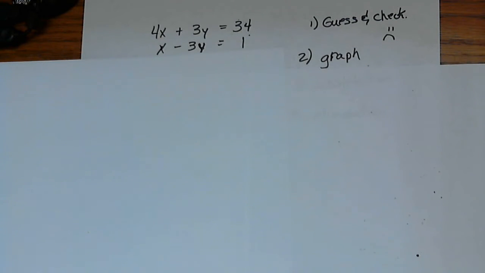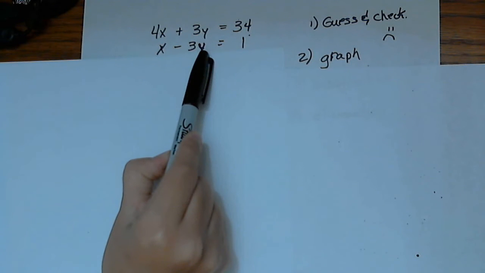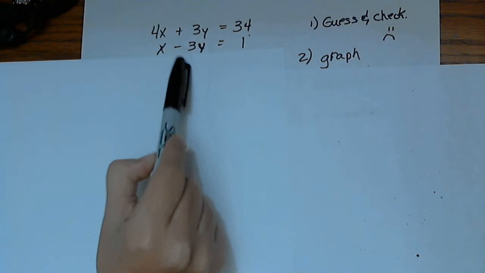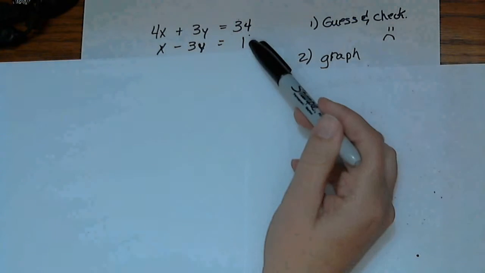Another way that you can solve systems of equations is to graph them. If you remember your algebra, you know that each of these equations graphs a straight line. And so in order to graph your solution, you would want to find the point at which these lines cross. That intersection point will be the solution for the system of equations.